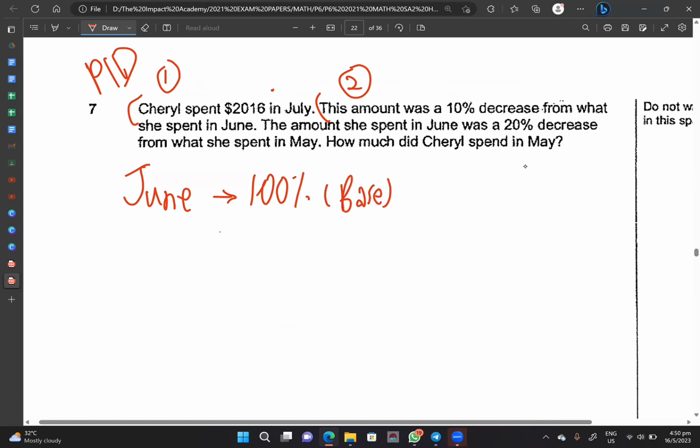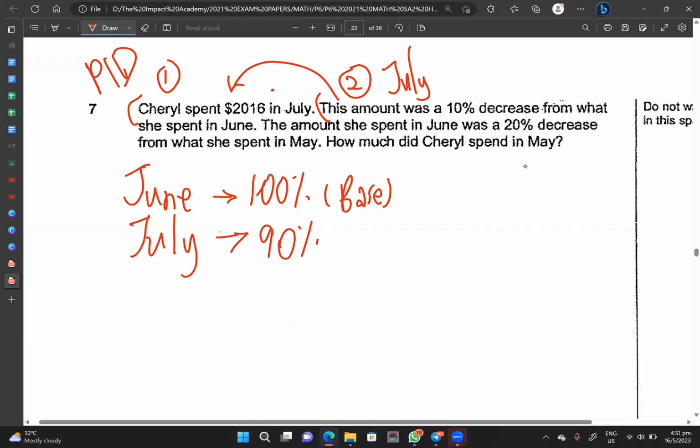A lot of students do not understand how you know that June is 100%. Because they say this amount, that refers to the amount in July, was a 10% decrease from what she spent in June. So June has to be my 100%. Whatever has the decrease or the increase will never be the base. What they're trying to say is July was the 10% decrease from what she spent in June. So July itself must actually be my 90%.